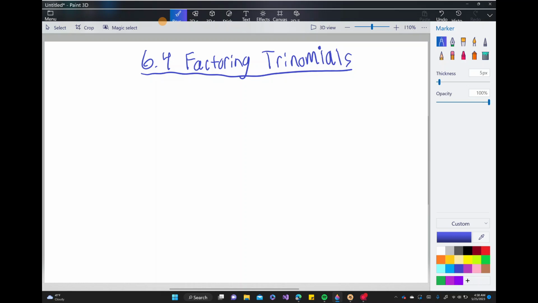Today we are learning about factoring trinomials. So remember, the word factoring just means multiplication, but we're doing it backwards. And then trinomials, it just means a three-termed expression. So let's take a look at a quick warm-up problem before we get into the examples.